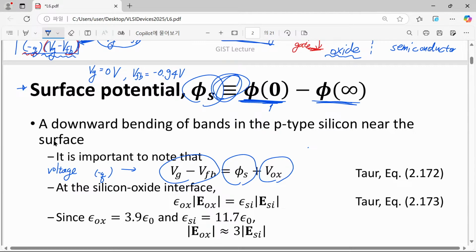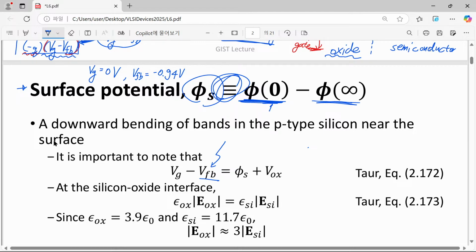So once you understand this MOS equation, then the next question is, what are the unknown variables and what are the known variables? For example, the flat band voltage. Do you know the flat band voltage of a given system? Yes, you know, because the flat band voltage is related to the work function difference between metal and semiconductor. Then how can you estimate the metal work function?